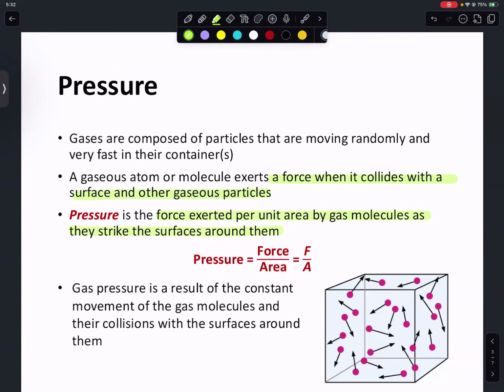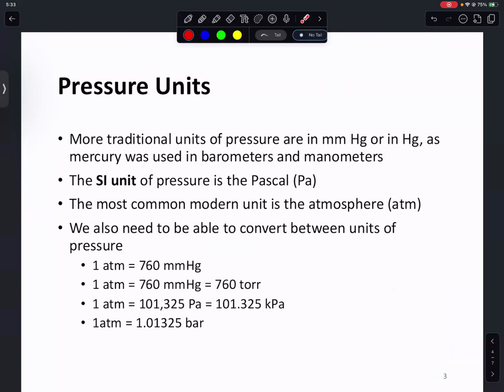And this is very basic physics: pressure equals force over area. And as a result of this constant movement, the gas pressure is going to occur. And this is why, as I described in the previous slide, because of the property, we are going to use the pressure property in our calculations and in gas laws.